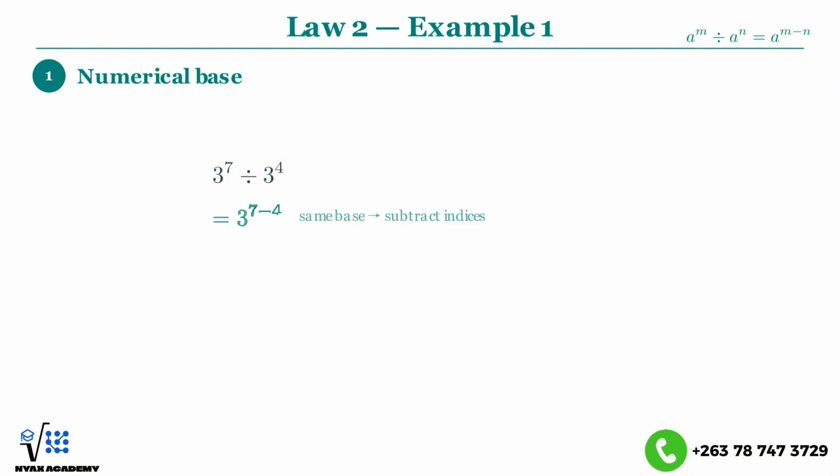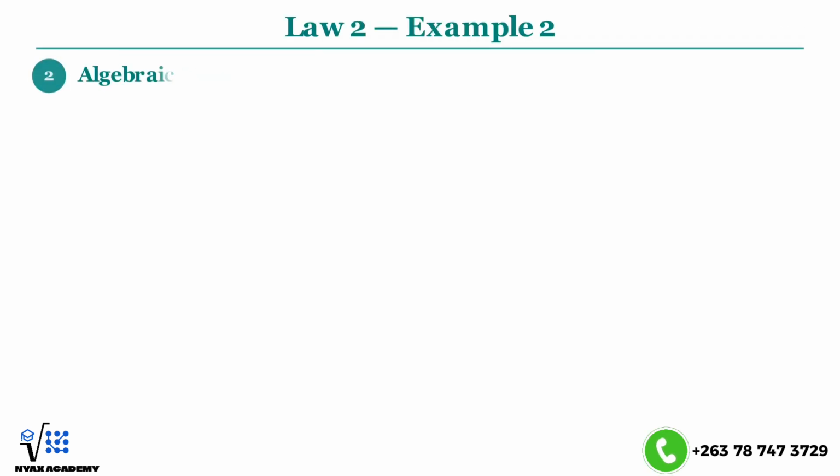Looking at an example, we have 3 to the power of 7 divided by 3 to the power of 4, and the same base ra 3, so we say 3 to the power of 7 minus 4 towana 3 to the power of 3, and our answer becomes 27. On our second example, takapiwa y to the power of 9 divided by y to the power of 4, we say y to the power of 9 minus 4 towana y to the power of 5.